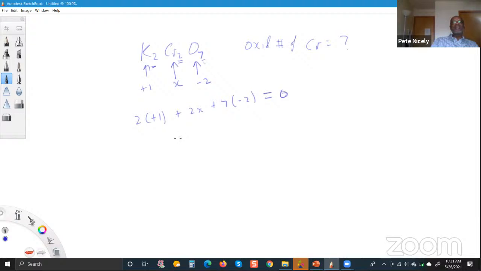So just a bit of algebra here. This simplifies to 2 plus 2X minus 14 equals 0, which simplifies to 2X minus 12 equals 0, which simplifies to 2X equals 12, which means that X is equal to 6. So therefore, the oxidation number of chromium in this compound is +6. And that's basically how you do that. All right? Any questions about this one?